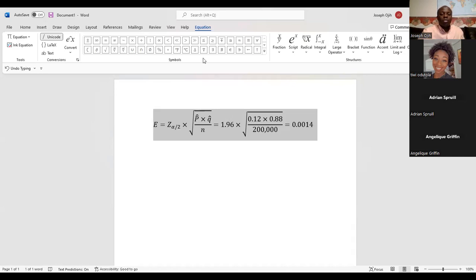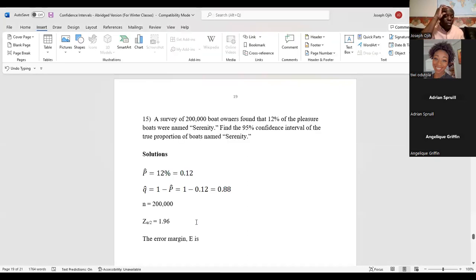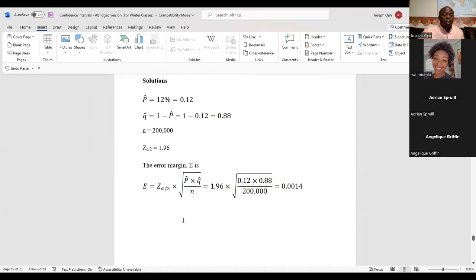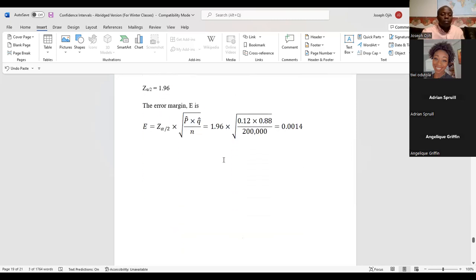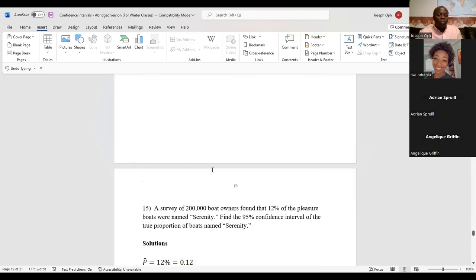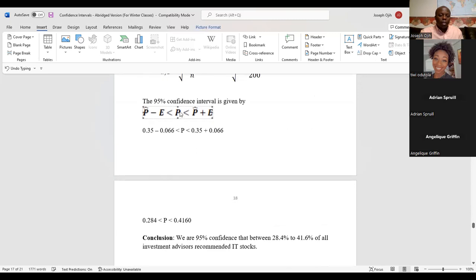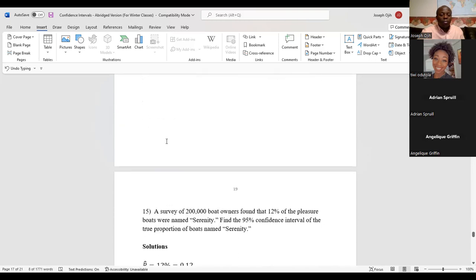Now once you get your error margin, you are basically done. All you have to do is add it on the right side and subtract it on the left side, and you get your confidence interval. So the 95% confidence interval is given by p hat minus error. The formula, remember, is right here.